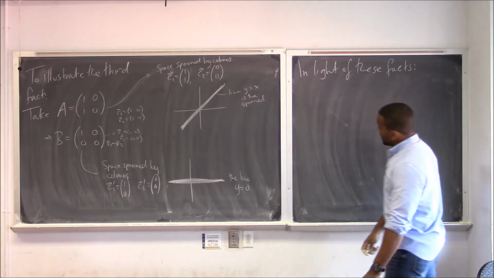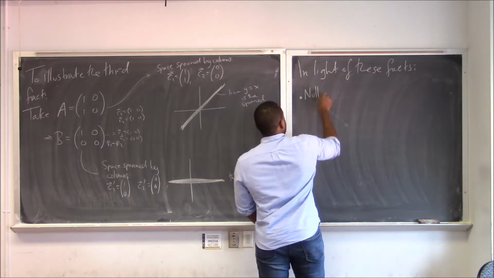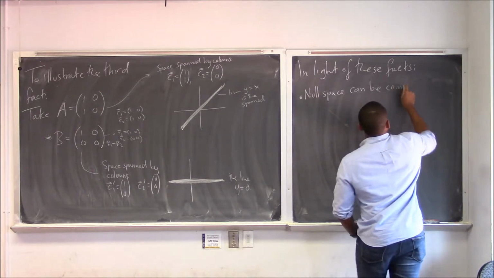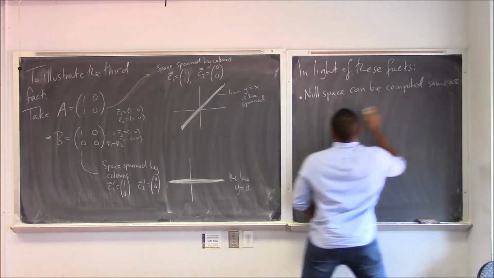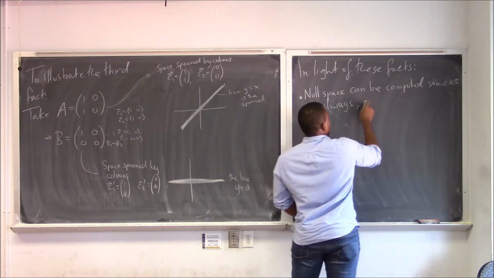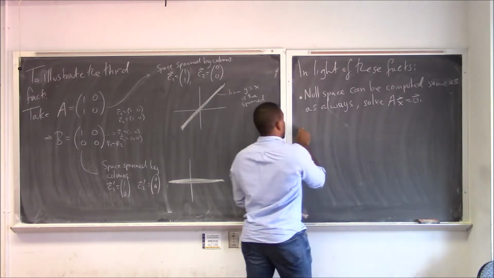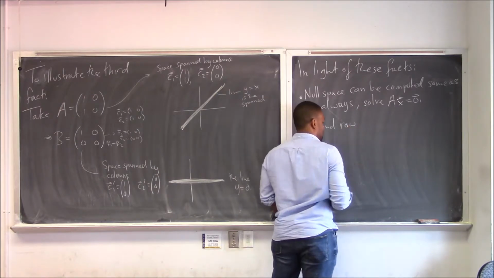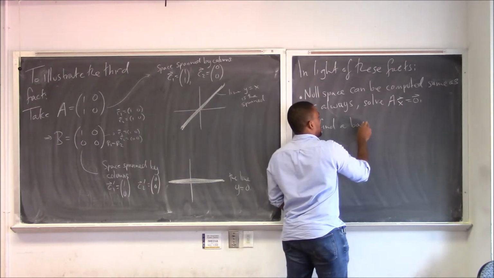Okay, so in light of these facts, we can do the same. The null space we can compute same as always: actually find the solution to AX equals 0. To find the row space, or you can't really find the row space, you can find a basis for the row space.